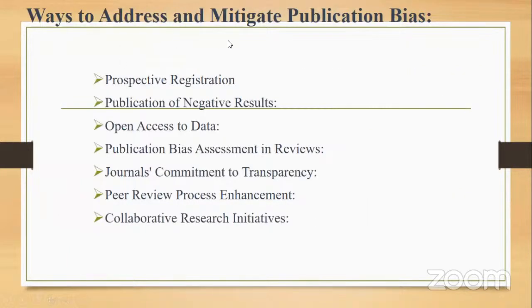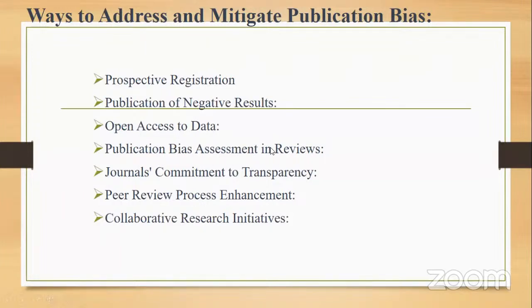So, ways to address and mitigate publication bias. Most importantly, we should do prospective registration of the study, so that you register your research beforehand and declare the methods you are going to use. If you encounter any negative result, you should publish that. By providing open access to the data, we will enhance transparency so that any interested body can take a look at the data.